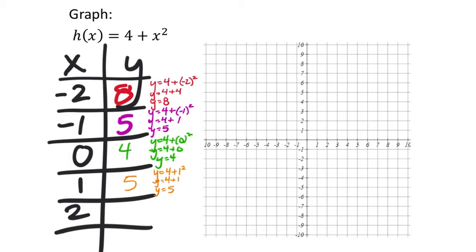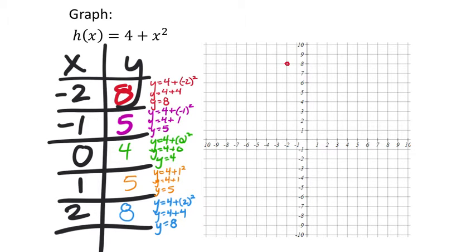Let's keep going here. Let's look at when x is 2. So y equals 4 plus 2 times 2, which is 4. We've seen that already, right? 4 plus 4, that's going to be 8. So I don't need that. I don't need another point to make this graph work. I have my ordered pairs. I got -2, 8.